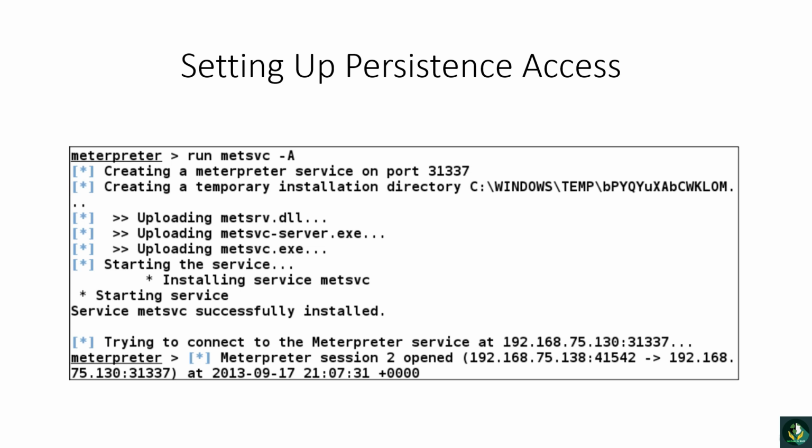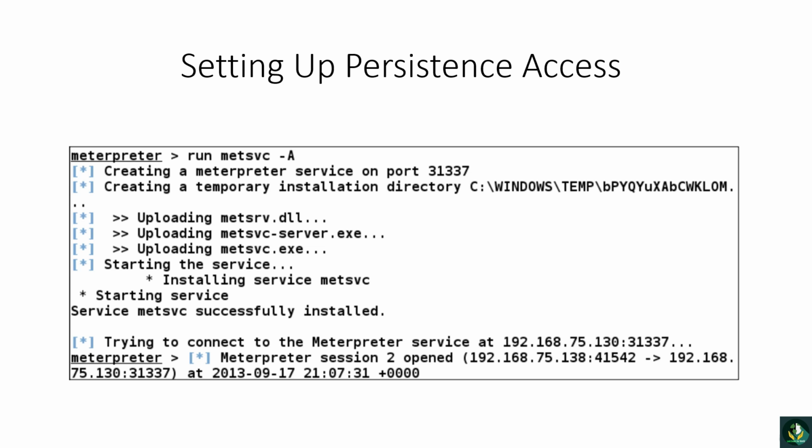Persistence is not new to us, and we discussed it in our previous lecture on maintaining access to the target system. So let's see how metsvc works. The metsvc service is installed on the compromised system as a service. Moreover, it opens a port permanently for the attacker to connect whenever he wants. Installing metsvc on the target is easy. As you can see, we can use the metsvc service to create a service at port 31337 and upload the malicious file as well.